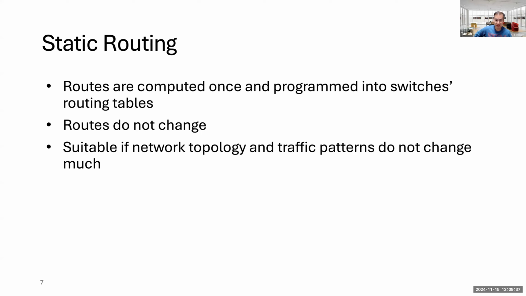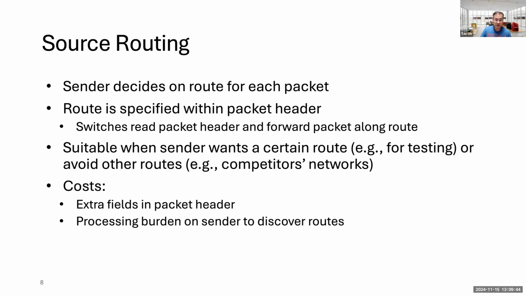It's suitable for the network topology when there's not much traffic change in pattern, and that is really good for it. For source routing, the sender decides on routes for each packet, and the route is specified in the header. Basically, the source at the beginning of the route determines the path to the destination for the rest of the network.